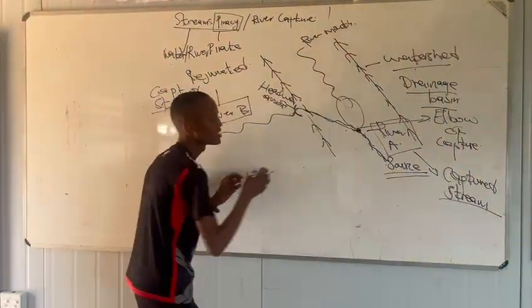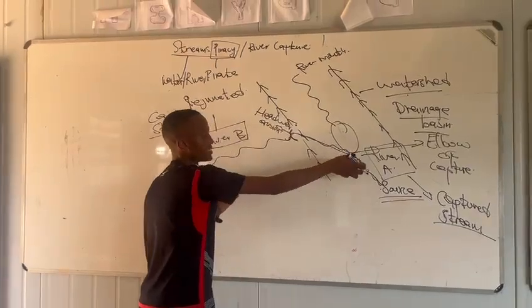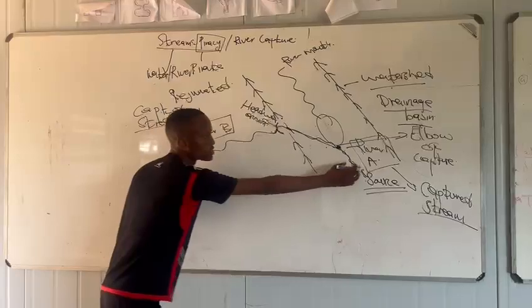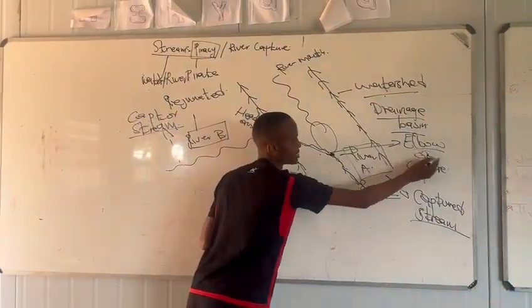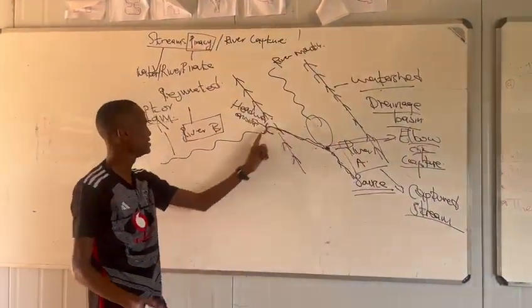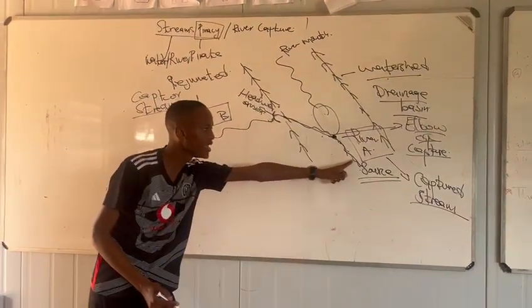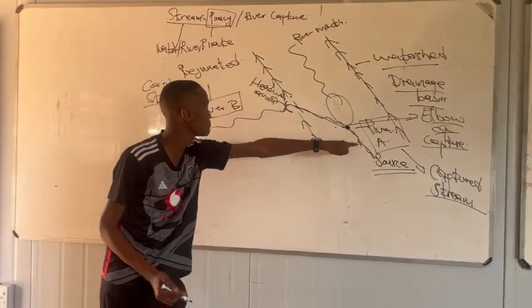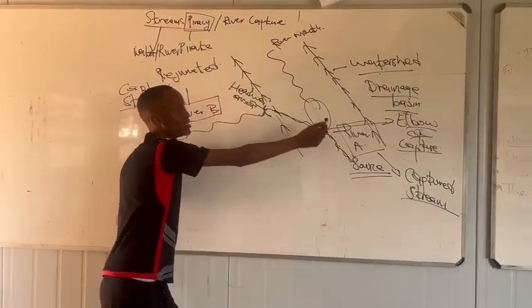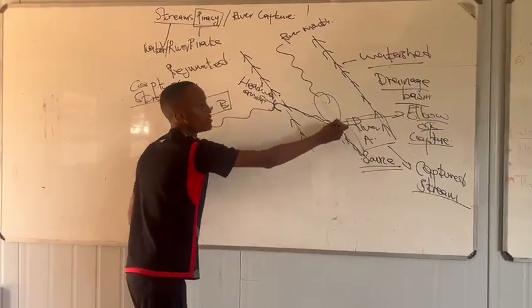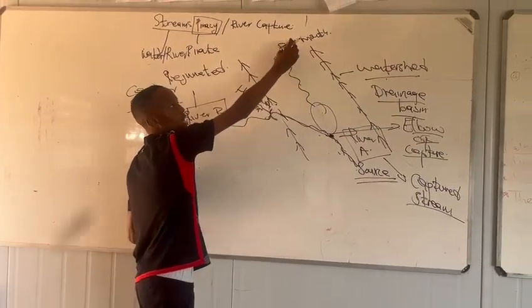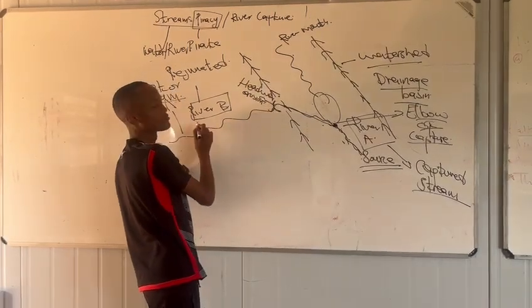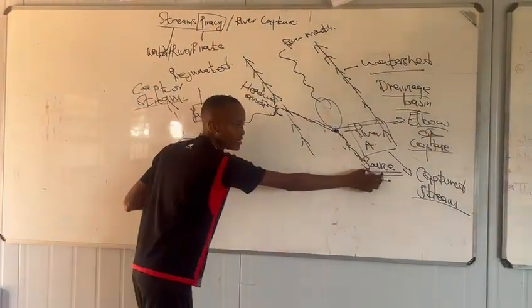So now we set a point whereby river B steals water of river A. We call it the elbow of capture. Because river B has stolen water from river A, river A will no longer flow as straight as it's supposed to until it reaches its river mouth. It means now it has changed direction because river B has captured the water of river A.